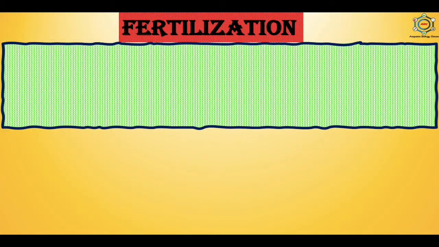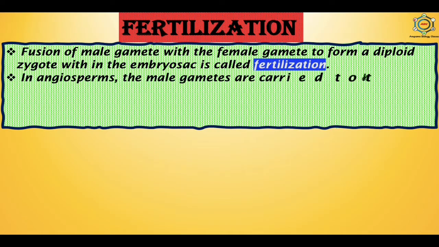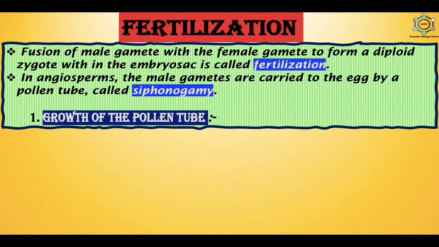Now the main process, that is fertilization. So what is fertilization? Fusion of the male gamete with the female gamete to form a diploid zygote within the embryo sac is called fertilization. In angiosperms, the male gametes are carried to the egg by a pollen tube, called siphonogamy, and this was given by Strasburger in 1884. In the process of fertilization, there are many steps, of which the first one is growth of the pollen tube.